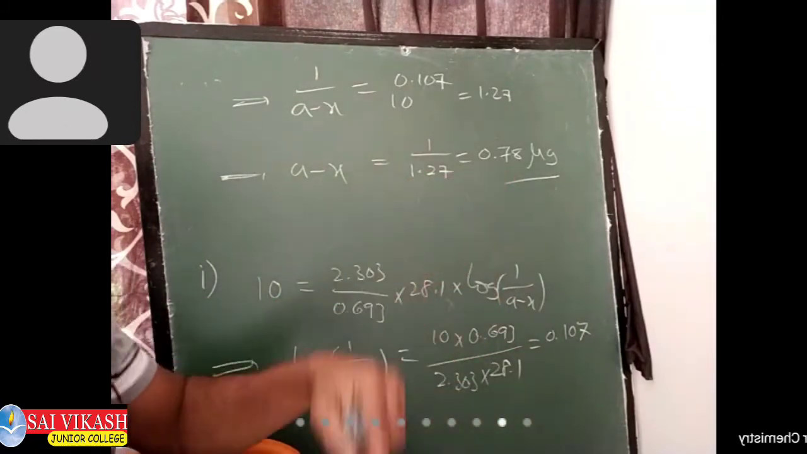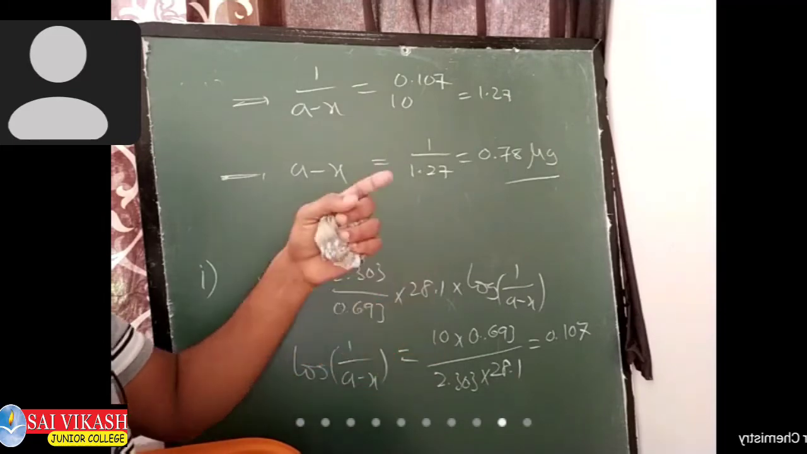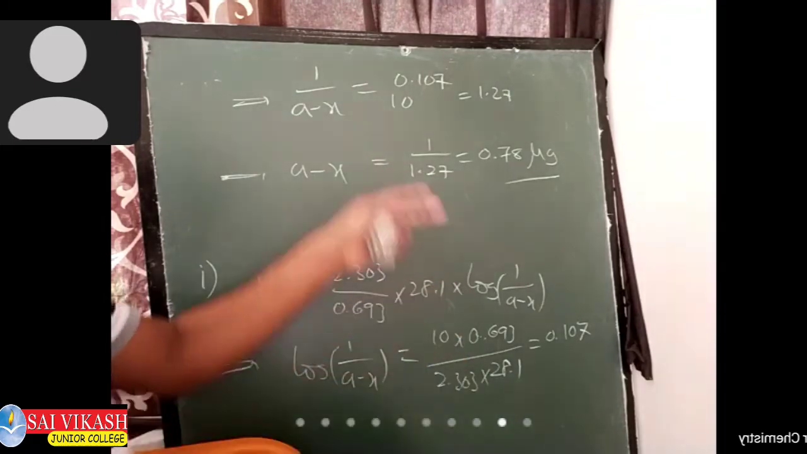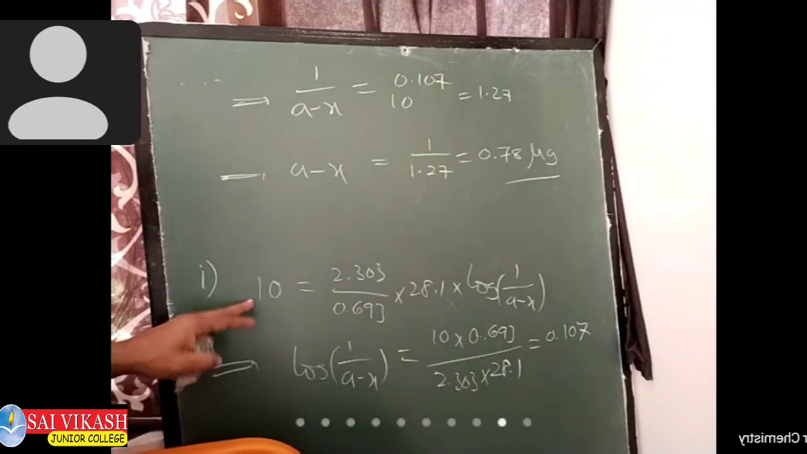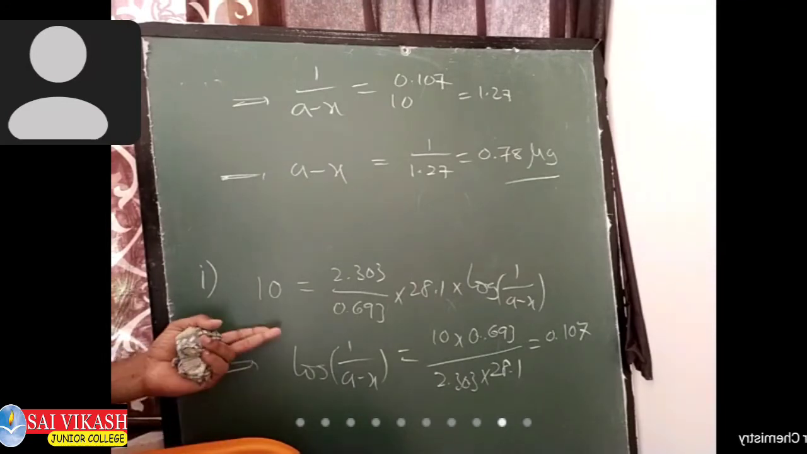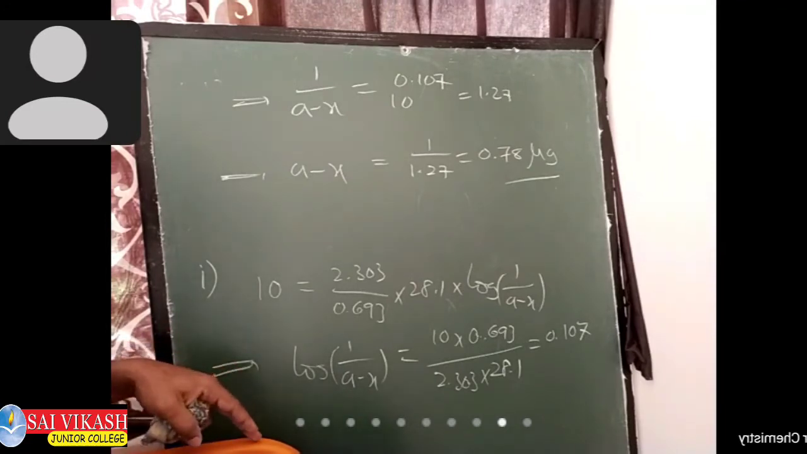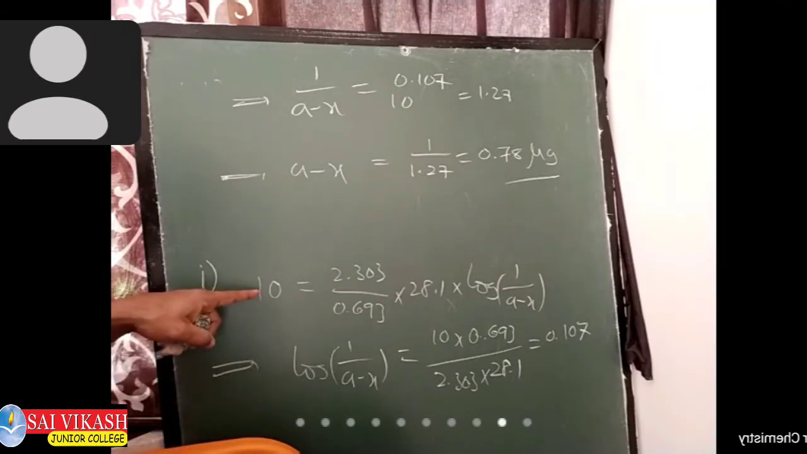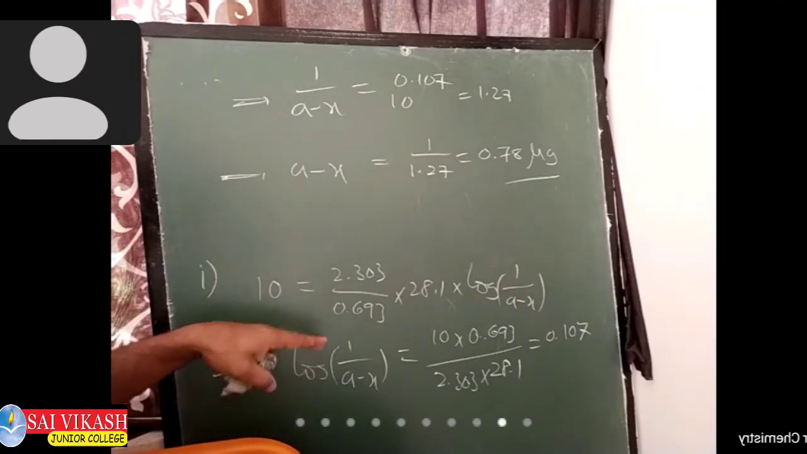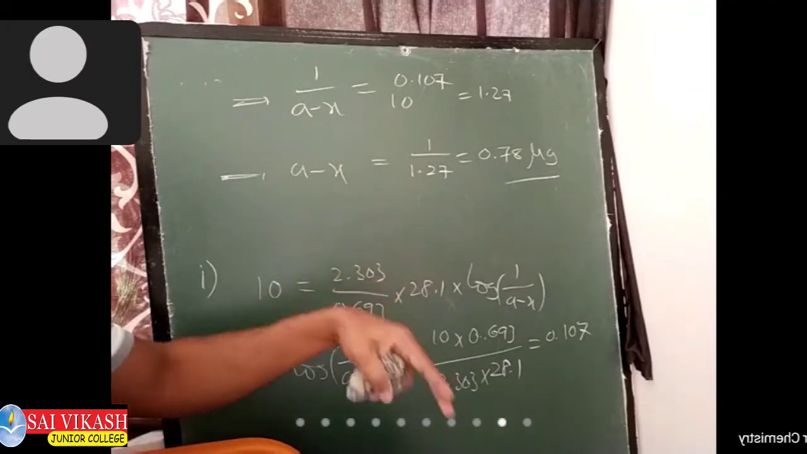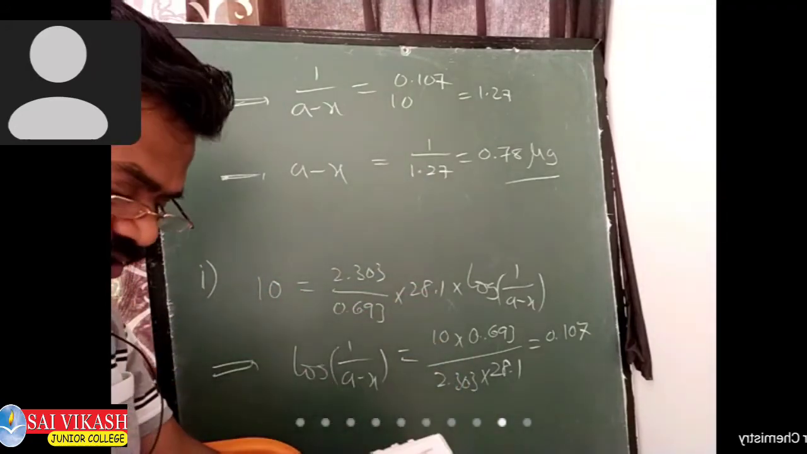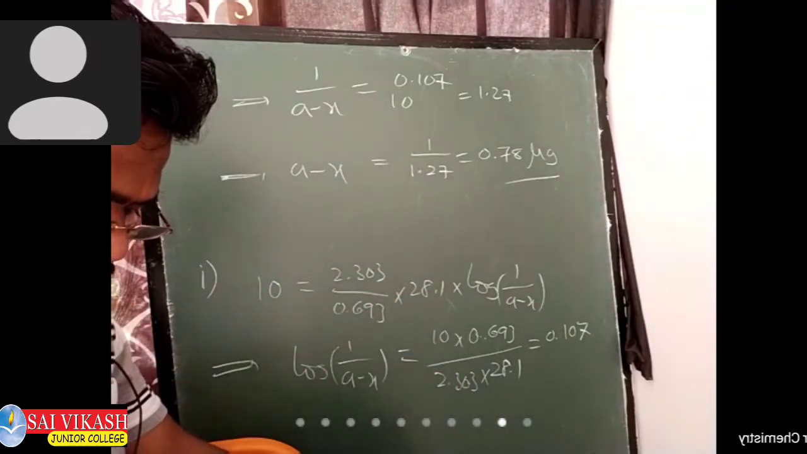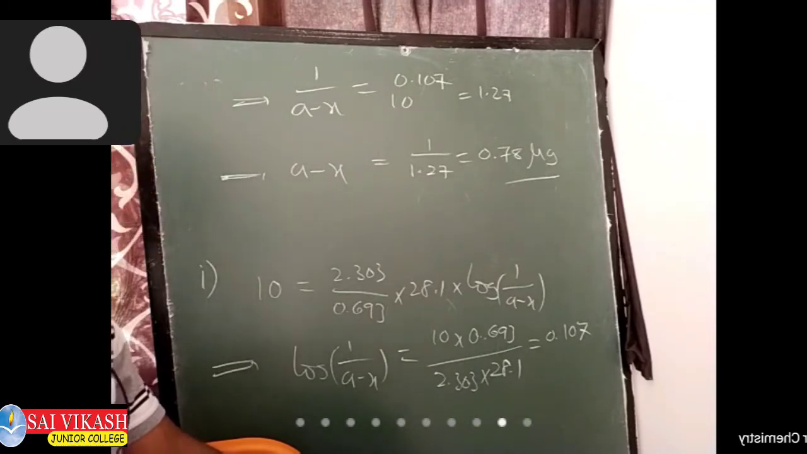This is the answer. Now one more question is given, after 60 years how much? The same thing, in the place of 10 आप लोग 60 करना है बस. Will you do it later? In the place of 10 आप लोग 60 करना है, then you'll get one more answer after 60 years, how much is left. So like that you need to do. So anything else? Next, tell me.